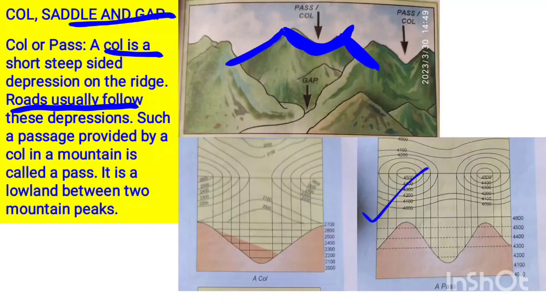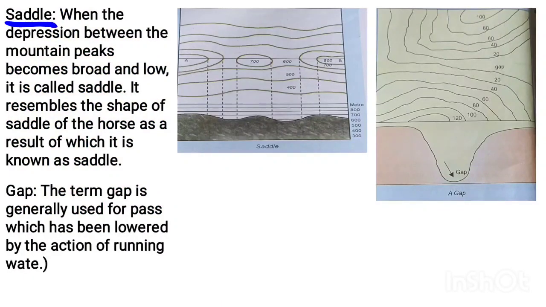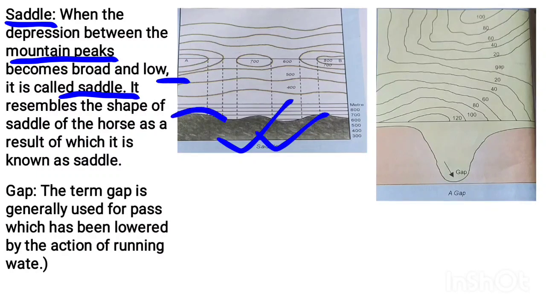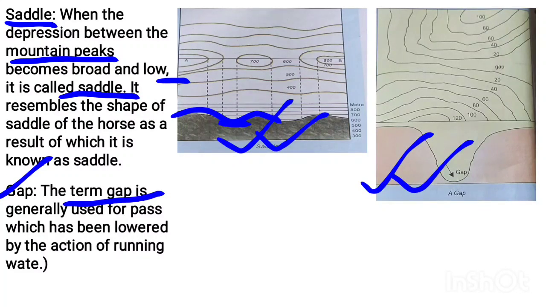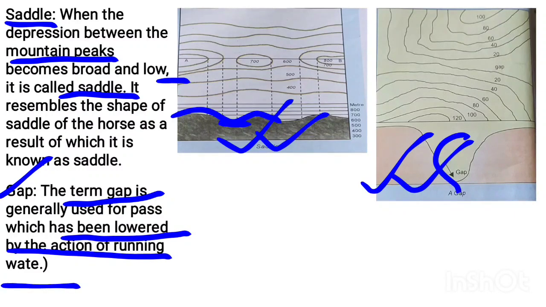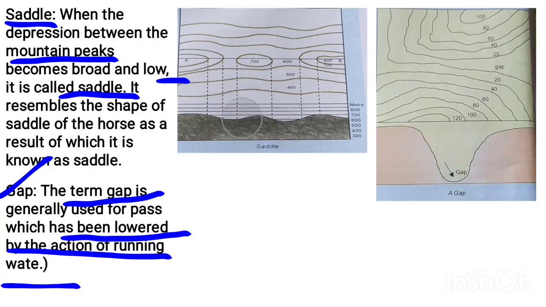Okay. Next one is the saddle. When the depression between two mountain peaks becomes broad and low, it is called a saddle. This is the picture of a saddle. Between two mountain peaks, the lowland area is broad and low. This is called a saddle. And what is a gap? This is the picture of a gap. The term gap is generally used for a pass which has been lowered by the action of running water. In this place, running water is moving on. That's why it is called a gap.